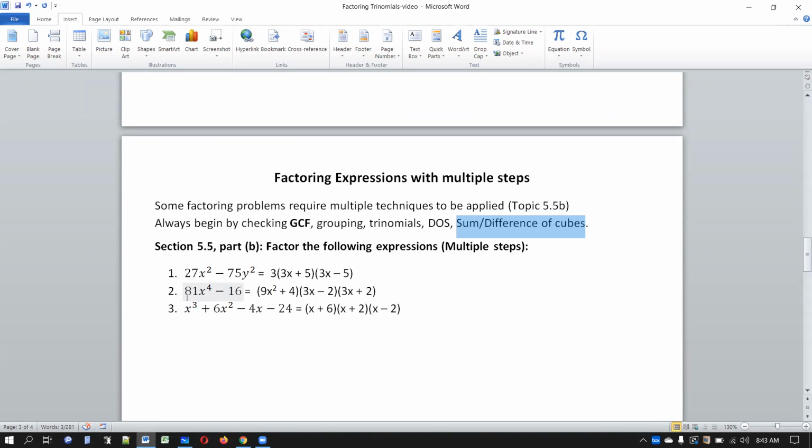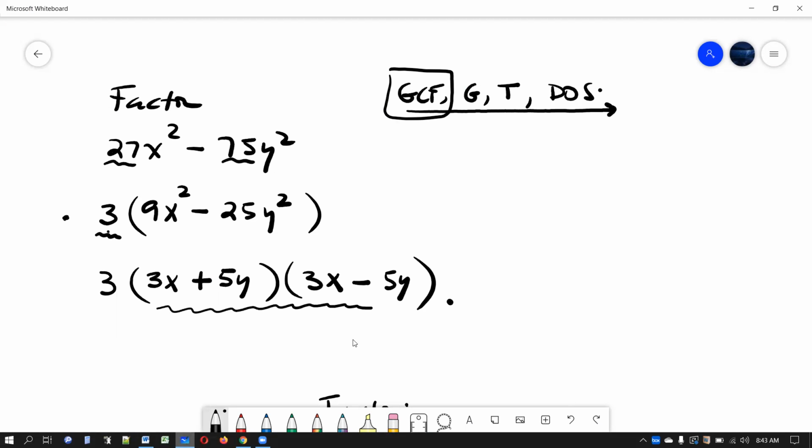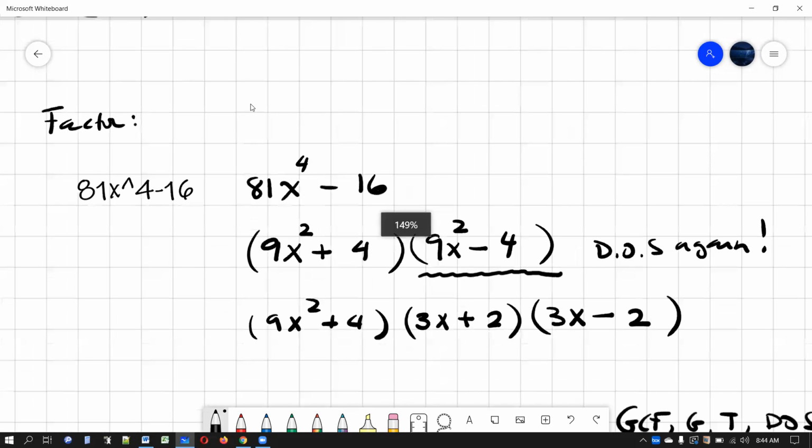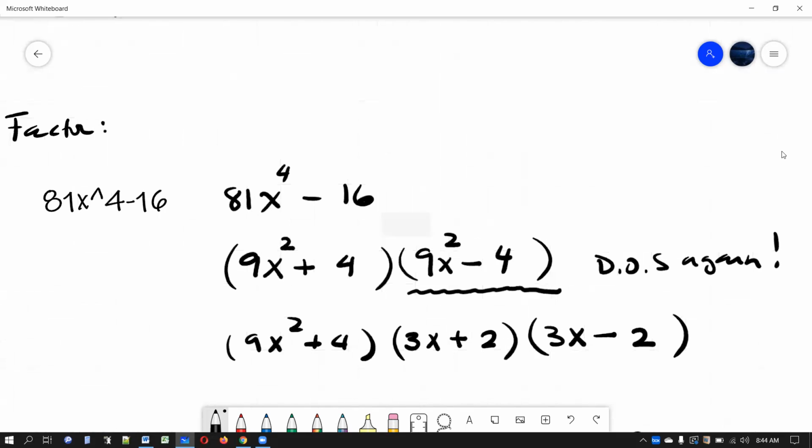Second example, 81x to the fourth minus 16. So again, I think I have that problem here already. So let's take a look. So here it is, 81x to the fourth minus 16. Again, remember to always do GCF, grouping, trinomial, difference of squares, right? And we go in this order, starting with greatest common factor. Well, in this case, I don't have a greatest common factor because there is no number that divides 81 and 16 together. So I immediately jump to grouping.